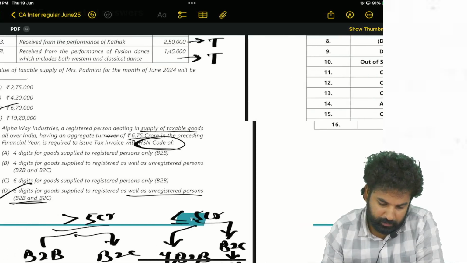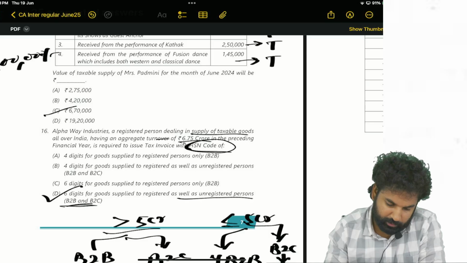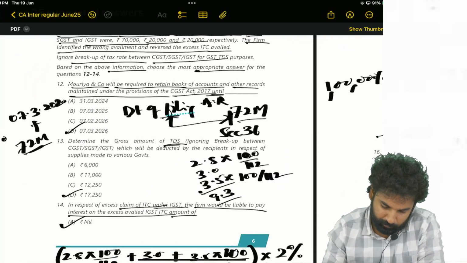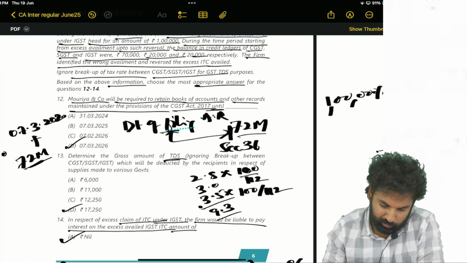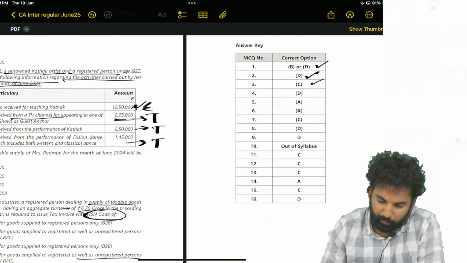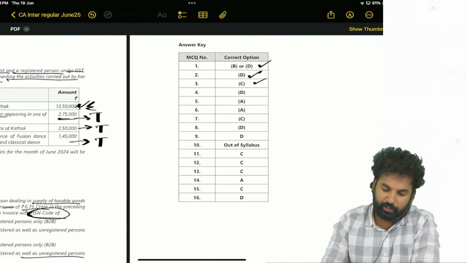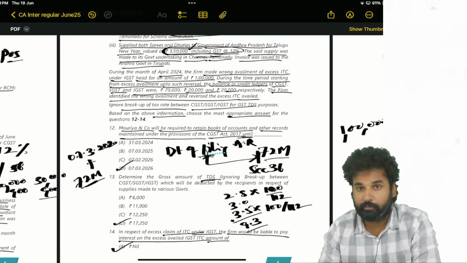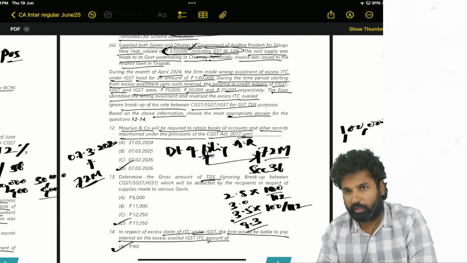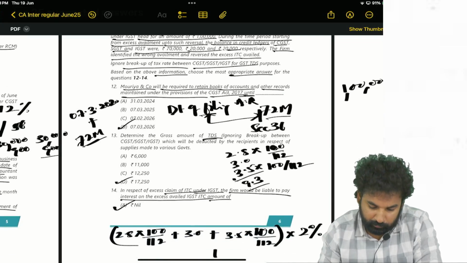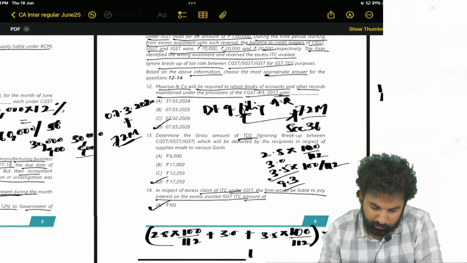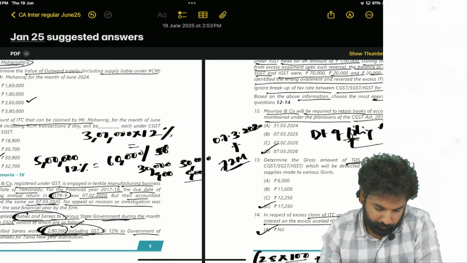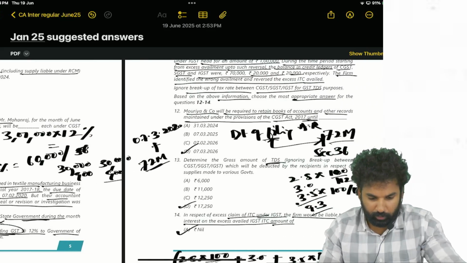A, C, D, C, C, C. C correct, C correct. A correct. Next, you check 12, 11, 12, 13, they are giving it as C. They are telling it as Maharashtra. How? The justification I don't understand. 11 C okay. 12 C, 13 C.